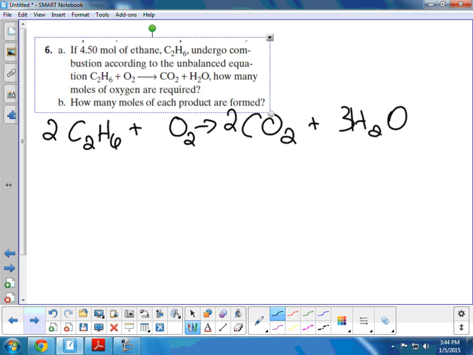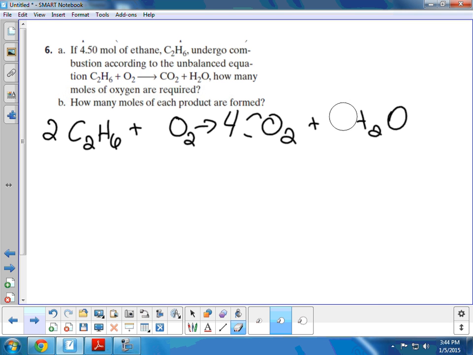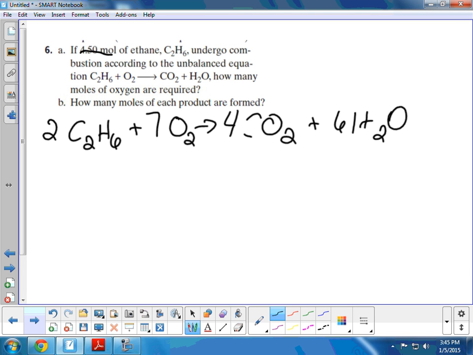We've got to put a 2 there, a 4 here, and 6 there. That gives me 7 there. All right, so now I have a balanced equation. They've told me I have 4.5 moles of ethane, and then I'm trying to find moles of oxygen. So again, we're just going from moles to moles.